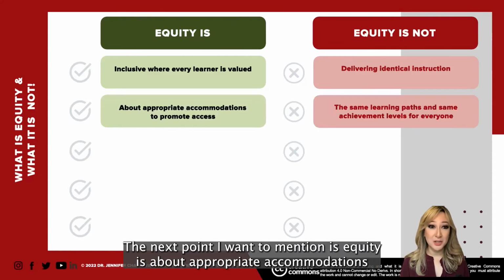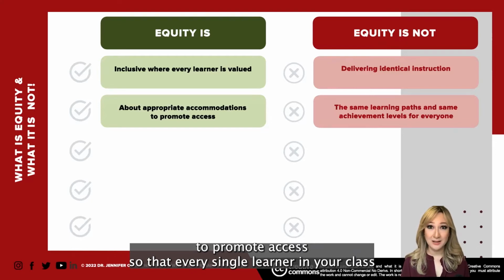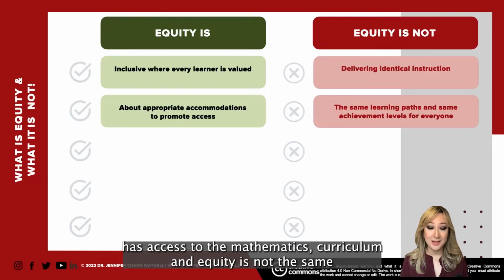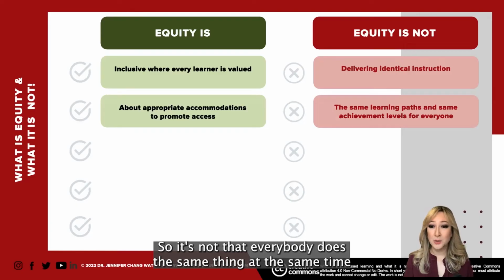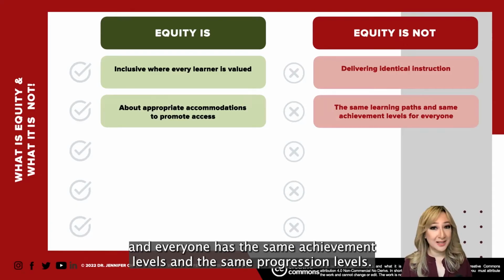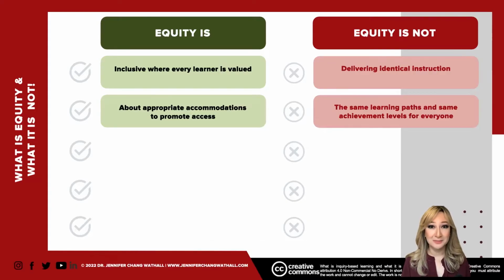The next point I want to mention is equity is about appropriate accommodations to promote access so that every single learner in your class has access to the mathematics curriculum. And equity is not the same learning paths and same achievement levels for everybody. So it's not that everybody does the same thing at the same time and everyone has the same achievement levels and the same progression levels.